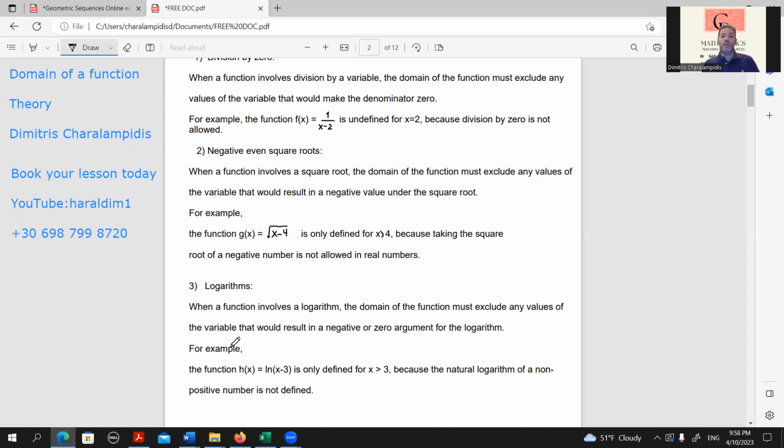So once again, from this video, we should keep in mind that the domain is the set of all the input values for which the function would make sense. And when wouldn't the function make sense? First, if it was a fraction and its denominator was equal to 0. Secondly, if it was an even square root and its expression under the root was smaller than 0. And lastly, if it was a logarithm and its argument was smaller than or equal to 0.